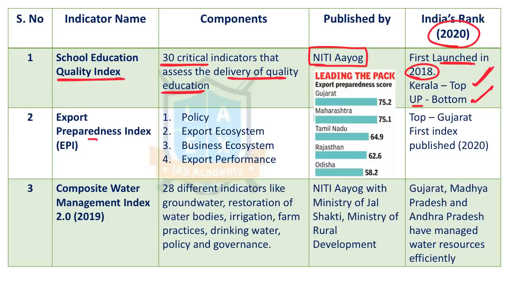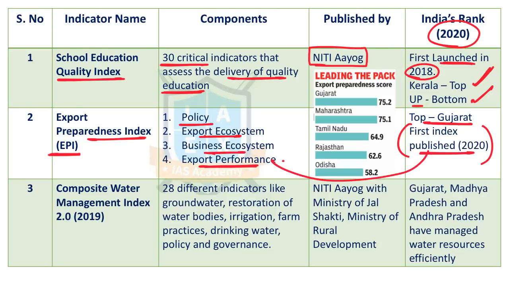Next important index is Export Preparedness Index, EPI. This is the first time Niti Aayog has published this report. This index is first published in 2020. Gujarat is the top performing state under this particular index. It considers policy ecosystem, export ecosystem, business ecosystem, export performance as the 4 components and gives the rankings. Niti Aayog calculates it. Remember, Niti Aayog Export Preparedness Index, Gujarat got first rank. After that, Maharashtra. After that, Tamil Nadu. Top 3 states we need to remember.